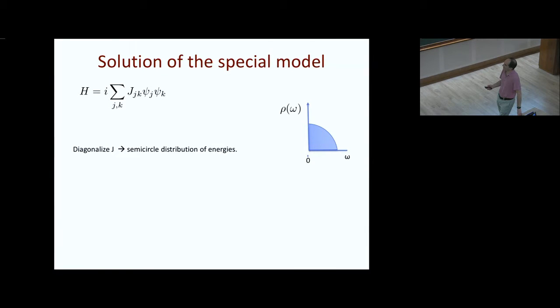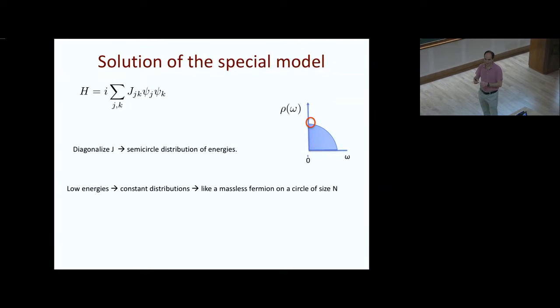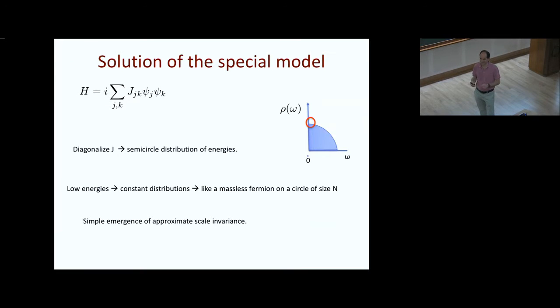And so we diagonalize the J's, and then at low energies, we get this more or less constant distribution of frequencies. That constant distribution looks a bit like a massless fermion on a big circle of size n. If you had a fermion on a circle, you'll have a bunch of frequencies, right? And they're equally spaced. Here they are not equally spaced, but they have a constant distribution as a function of frequency. So you see that at low energies you have some emergence of scale invariance. It's like the scale invariance of a fermion on a big circle.